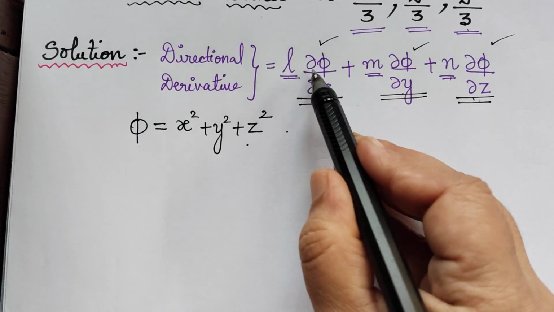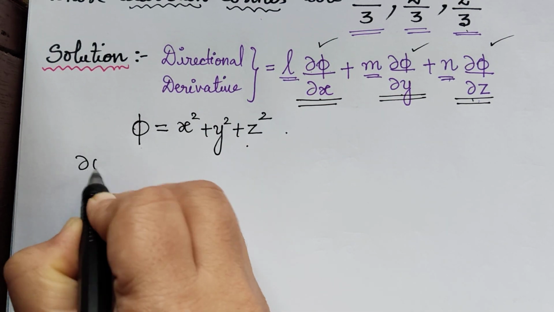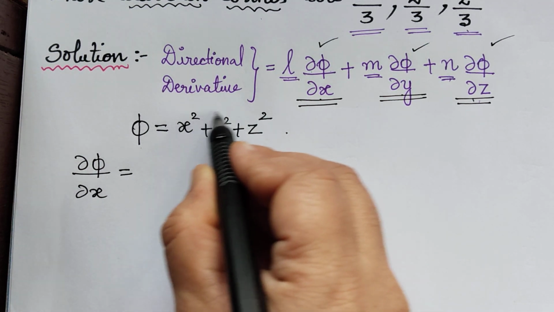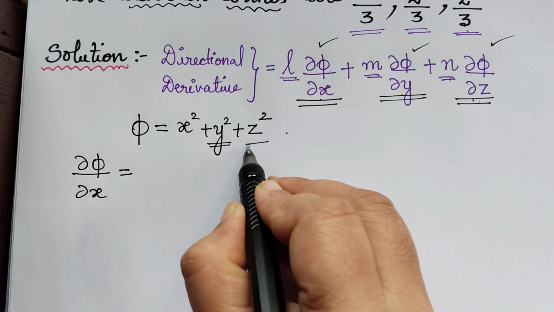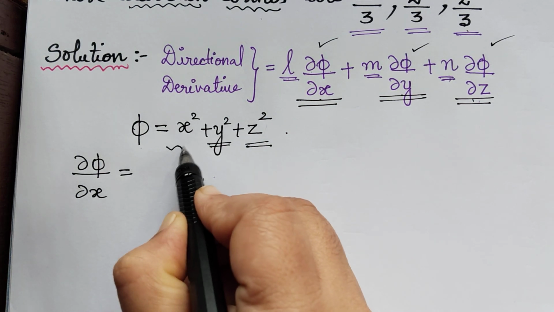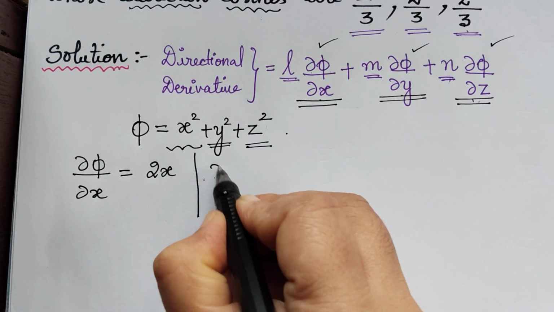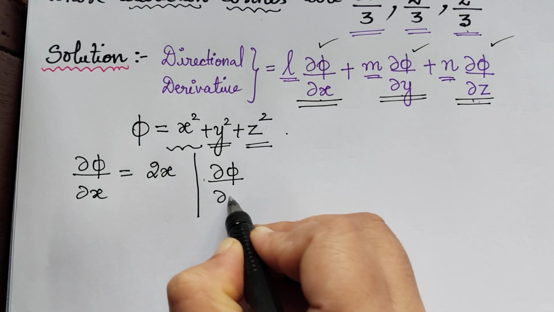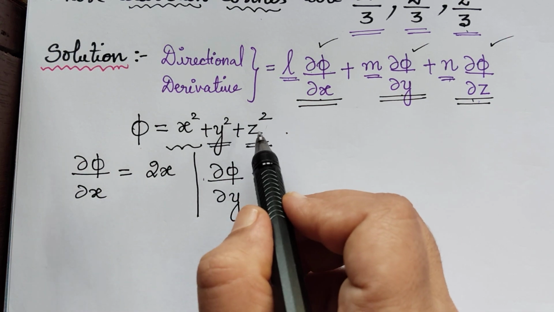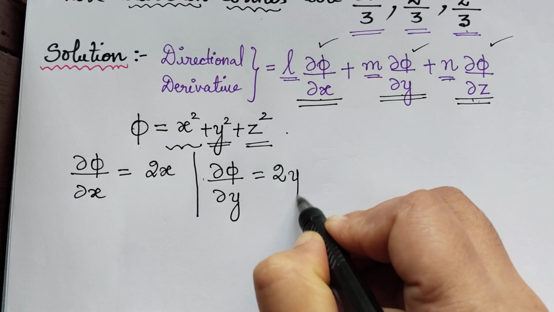First let me find dou phi by dou x. By differentiating this phi partially with respect to x, we get dou phi by dou x equal to, so when we differentiate this partially with respect to x, y and z will be treated as constants, and on differentiation they become 0. And the differentiation of x square is 2x. In a similar way, we differentiate phi partially with respect to y. The same thing, x square and z square will be treated as constants, and on differentiation they become 0, and the differentiation of y square is 2y.